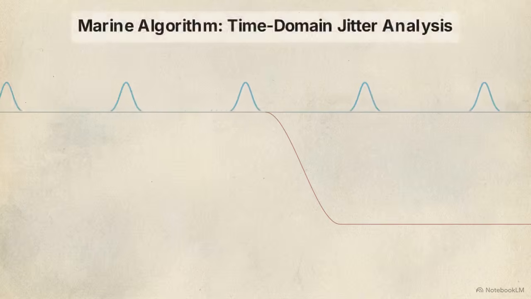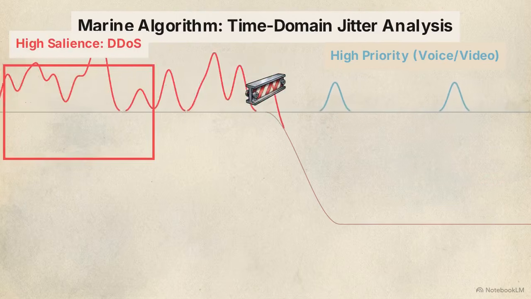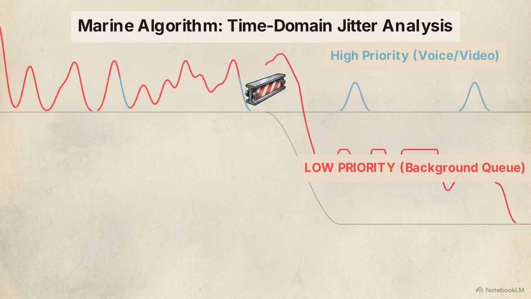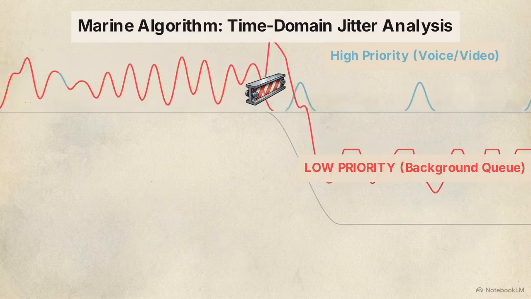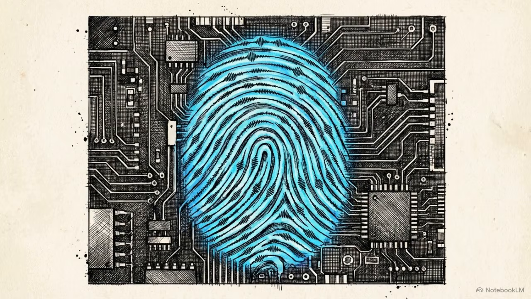Instead of heavy processing, the algorithm monitors traffic behavior by analyzing jitter, the timing deviations between packets. A DDoS attack is a chaotic explosion of erratic jitter. The switch instantly drops these malicious packets into a background queue before they tax the system. Treating jitter as a behavioral signature allows the network to identify and neutralize threats at the hardware level.